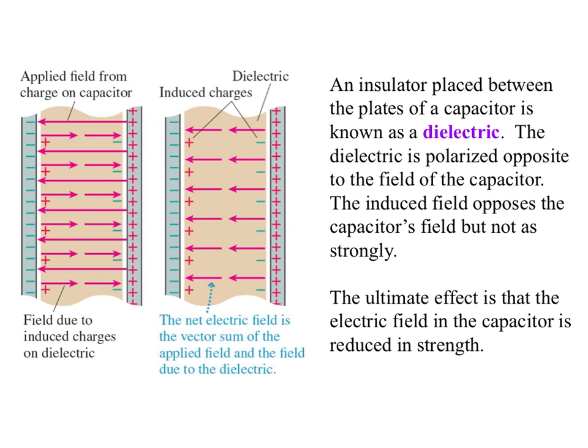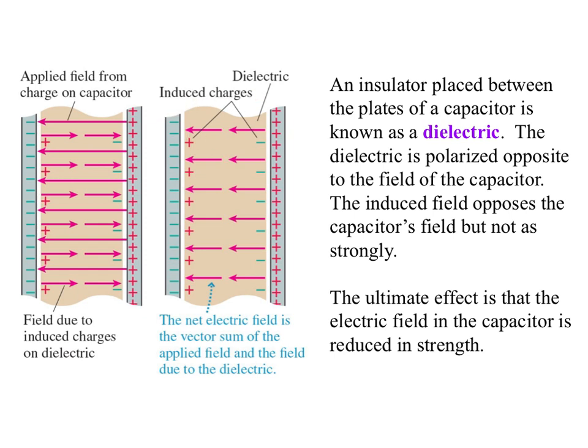The insulator is called a dielectric, if it's in here. It is just an insulator, but in this context, it always means capacitors are filled with dielectrics. The dielectric is polarized opposite to the field of the capacitor, and the induced field reduces the field. All right, it opposes the field, but is weaker. The ultimate effect is to make the electric field of the capacitor smaller.